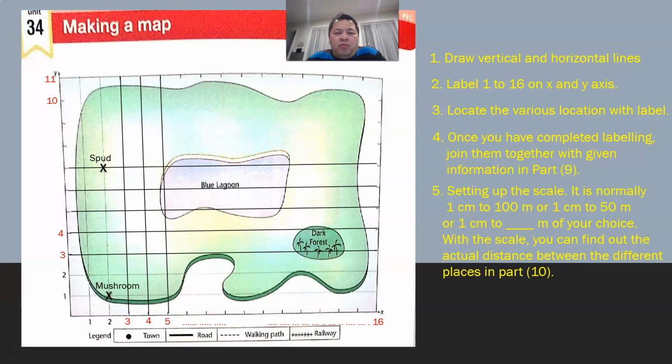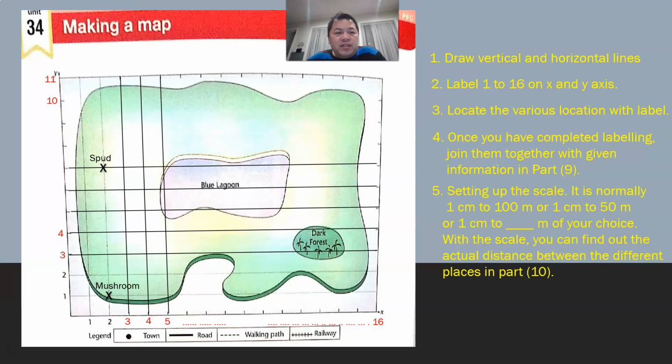Normally a scale will depend on how big the map itself is. To simplify matters, for every 1 cm it can represent 100 meters on the actual ground, or you can make it 1 cm represent 50 meters on the actual ground, or if you want, 1 cm represent 10 meters. It's all up to you, so I leave it to you to make a decision. But I would suggest something bigger, like 1 cm to 100 meters will be a good estimation. So that's what you need to do for this exercise. If you have any issue, just drop me a note.